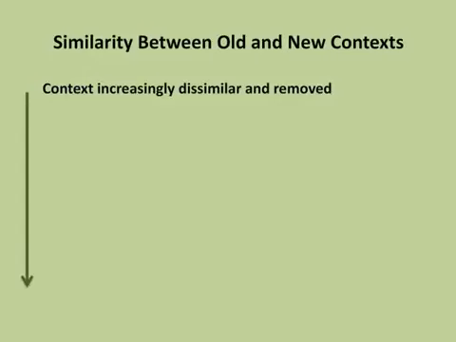A second factor that affects transfer is the degree of similarity between the context in which students learn a concept or skill and the context where they are expected to apply it. For example, suppose you've just learned a new concept in class. The contexts where you may use the concept may be dissimilar or more physically distant from where you learned it.